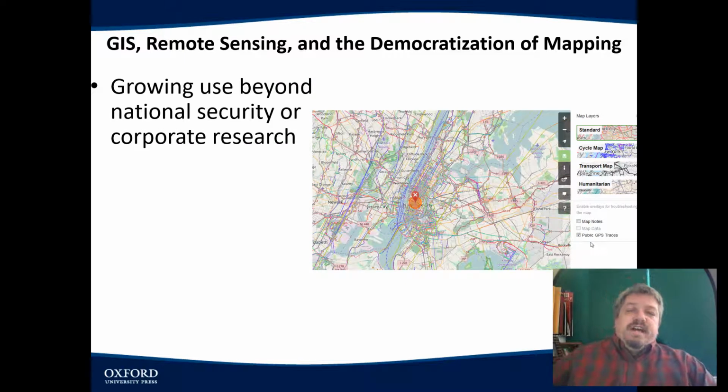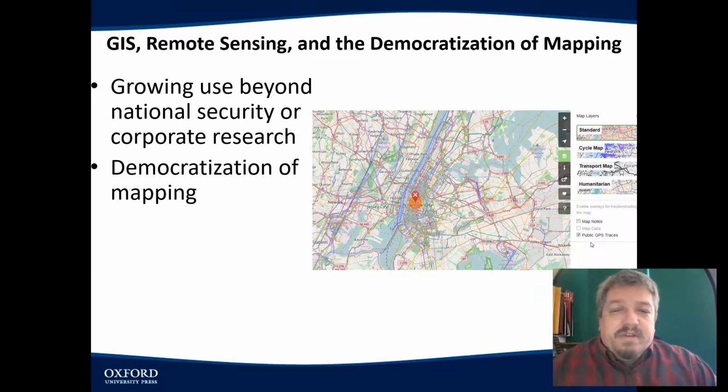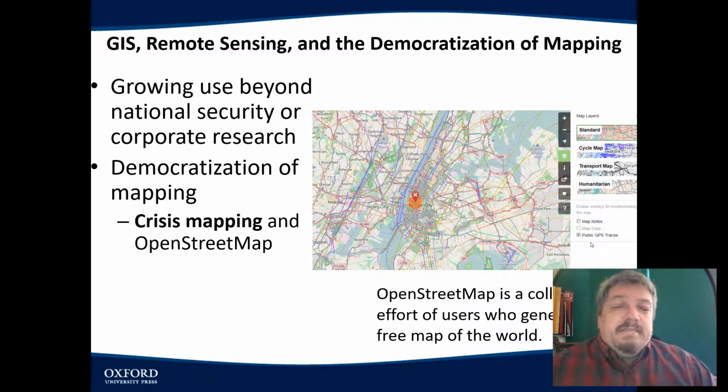Another use for GIS is that it's going beyond government use and corporate research. I like this one, the trend of democratization. This is open source mapping. It's like Google Maps, but anybody can log on and make changes. Okay? And so sometimes there's crisis mapping. So a few years back, there was an earthquake in Nepal, right near Mount Everest. Lots of people died, and they needed to have a lot of help sent in. But the maps were out of date because the earthquake destroyed many bridges.